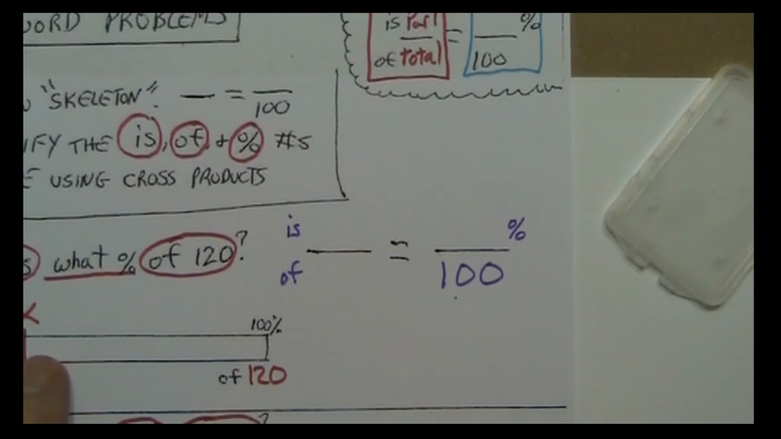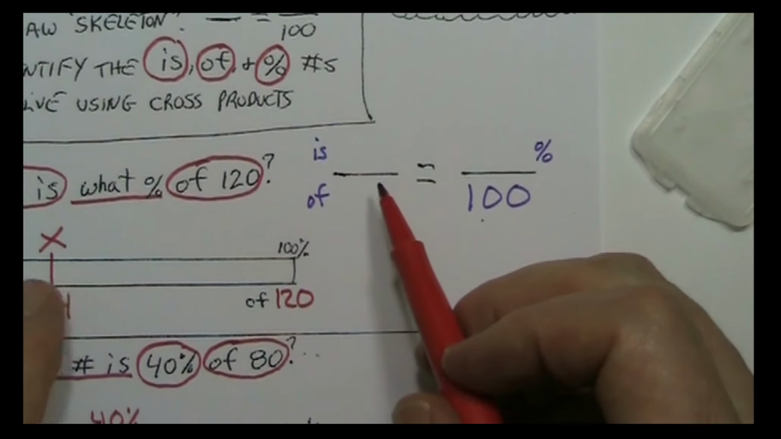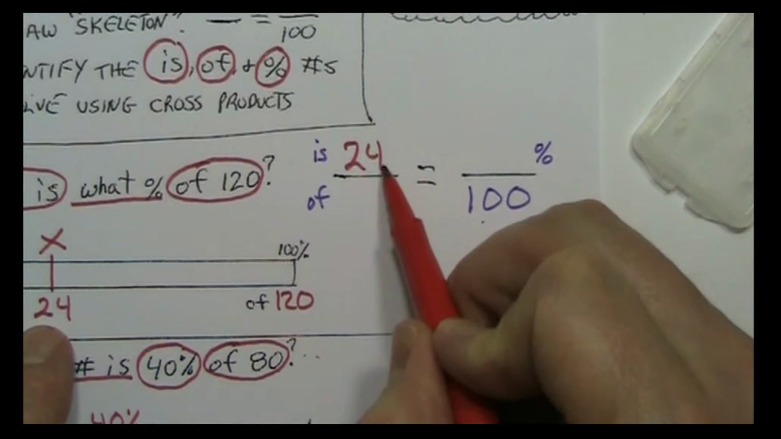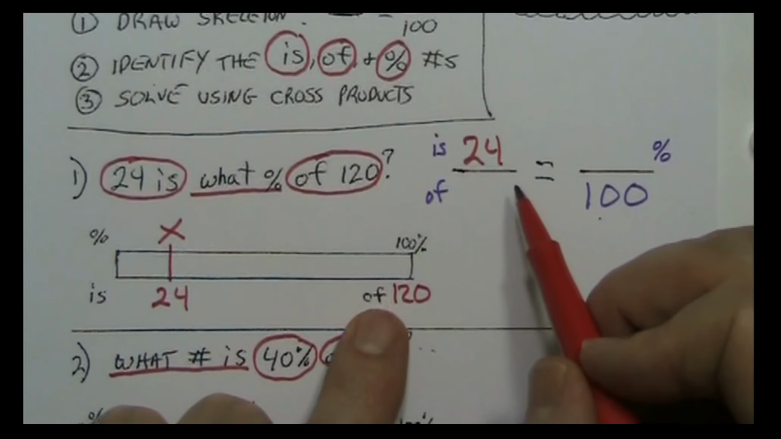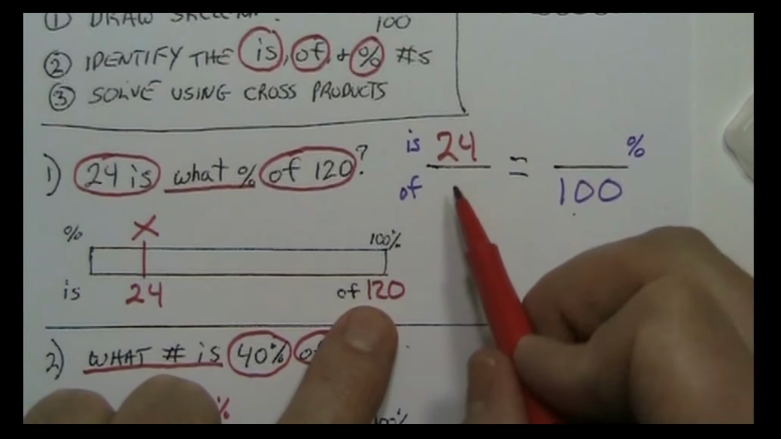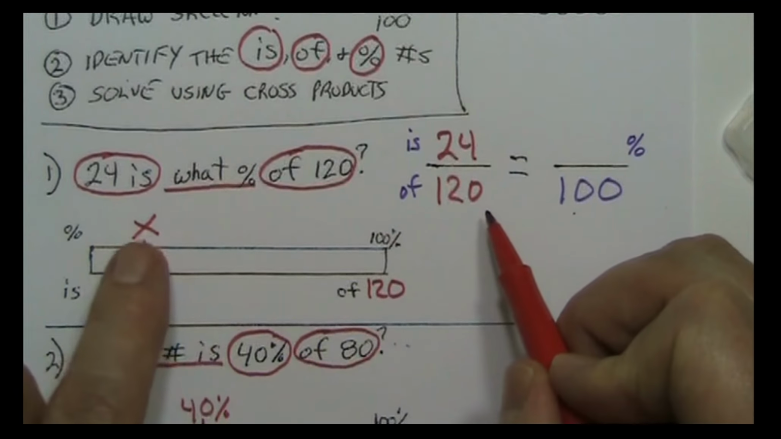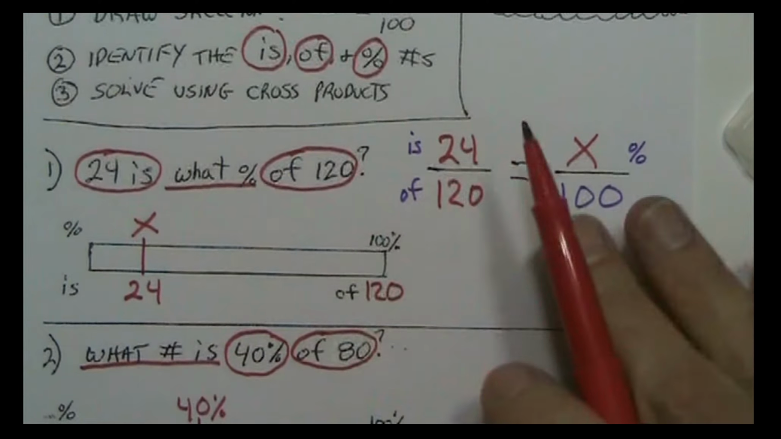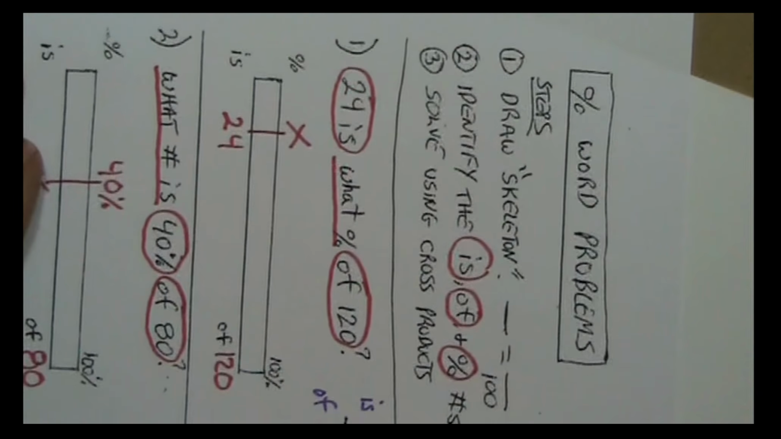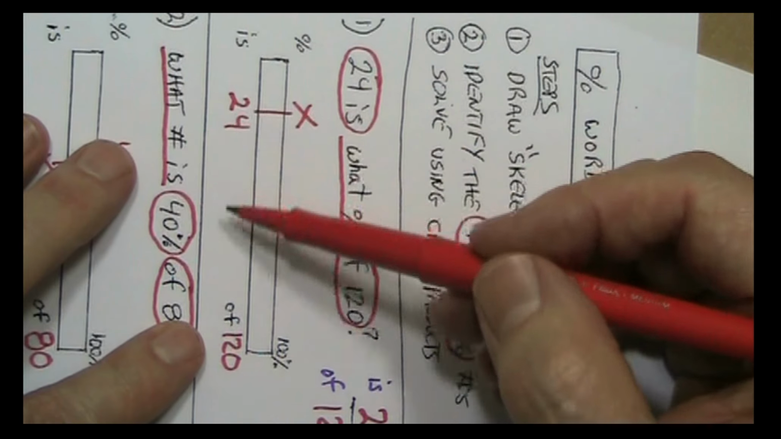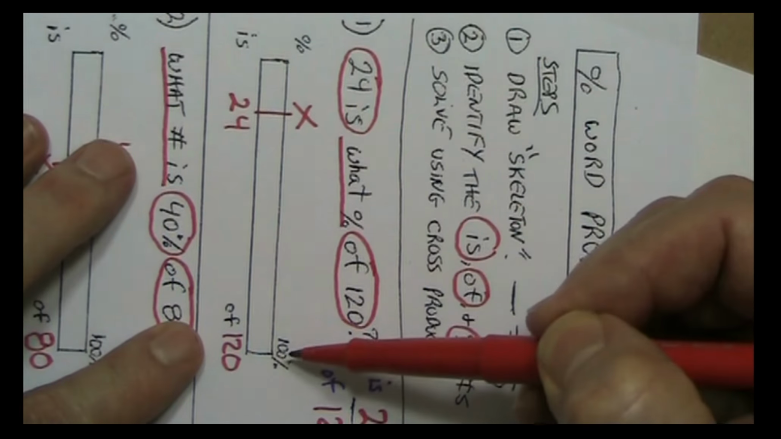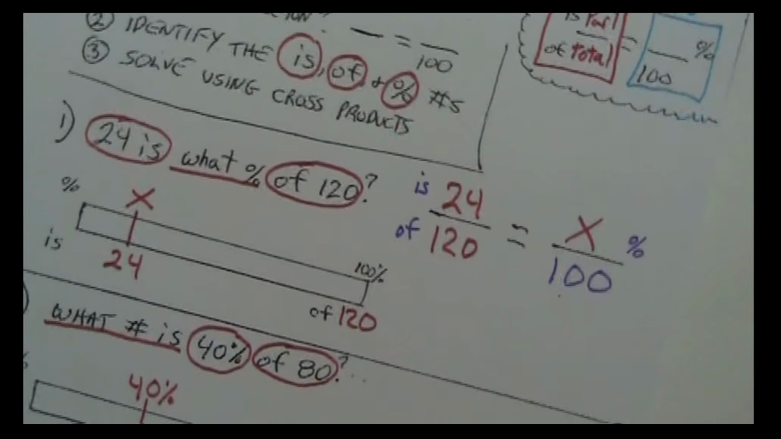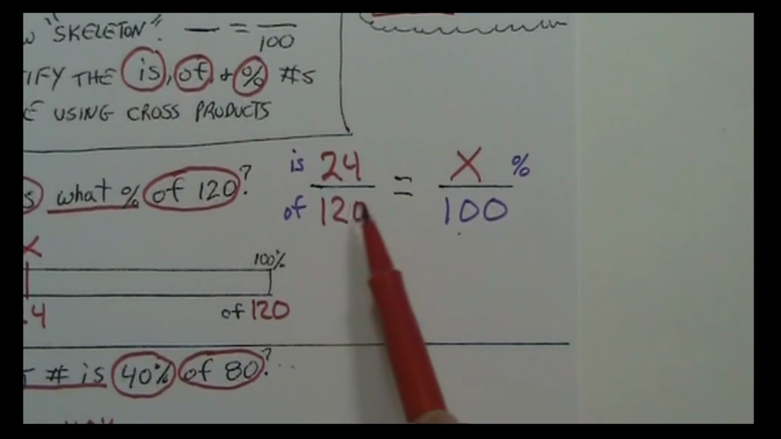All right, so what do we have for the is? We don't know. Oh, it's 24. 24 out of 120 equals something out of 100. If you notice, if I took this and turned it sideways, this would be the proportion: 24 over 120, x over 100. I'll turn this back around, and we will solve this in just a moment.